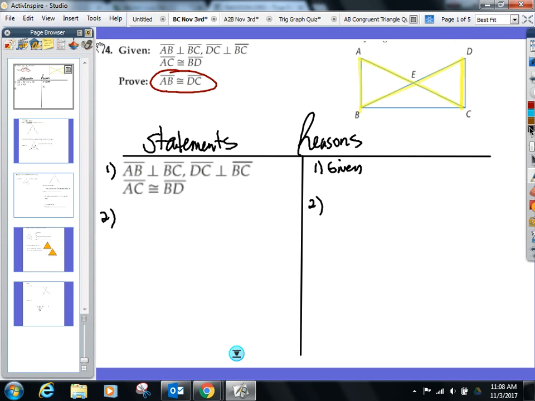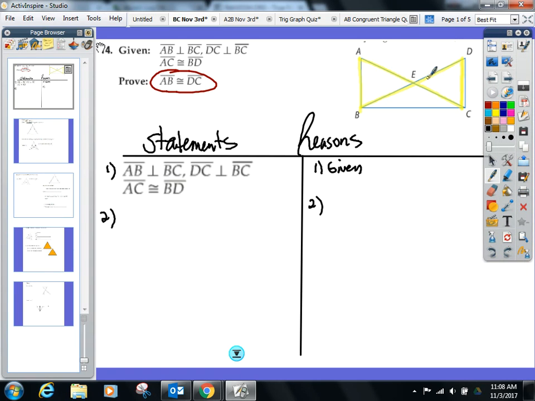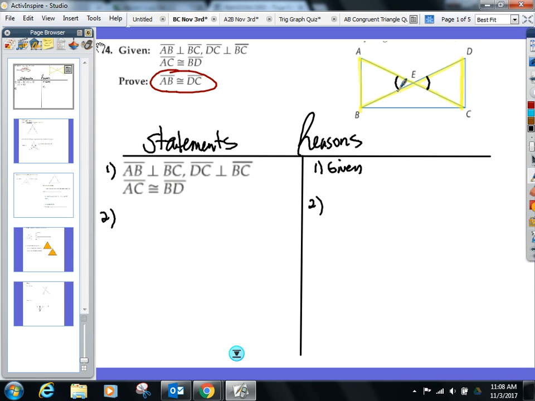Well, the only thing really I can put on here, I have vertical angles, right? Those are congruent. They tell me lines are perpendicular. Are those two right angles here going to help me in the proof? Nope, they're not.